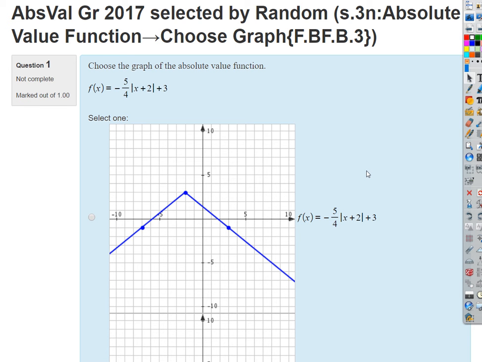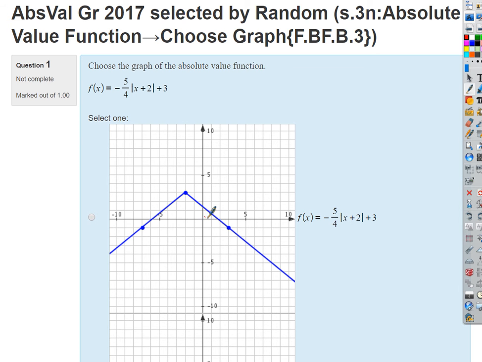So to start off, we gotta think about what's the parent graph here? What are the values of A, H, and K? Tell me that first. So, okay, the parent graph would be absolute value of X. Everybody agree? If I get rid of all the parameters, all I'm left with is just an absolute value of X.